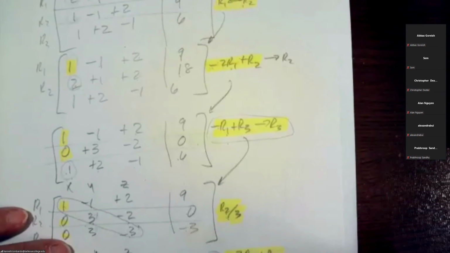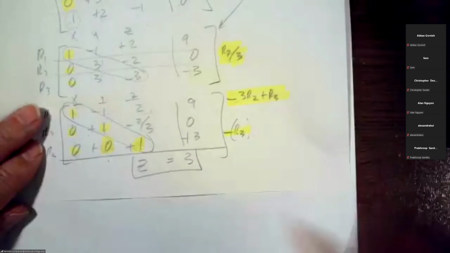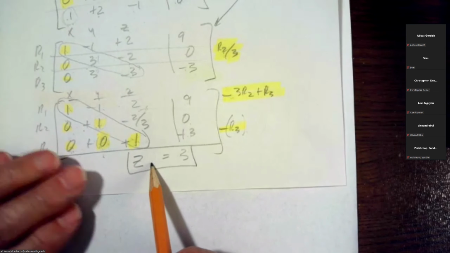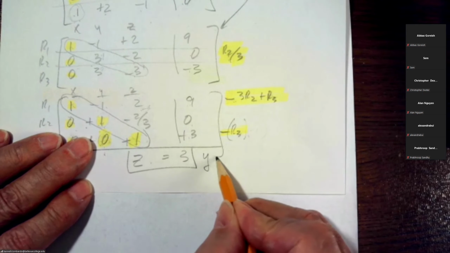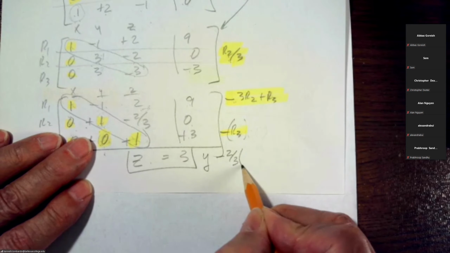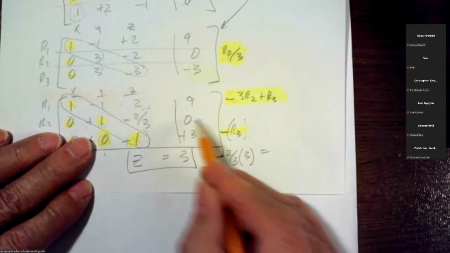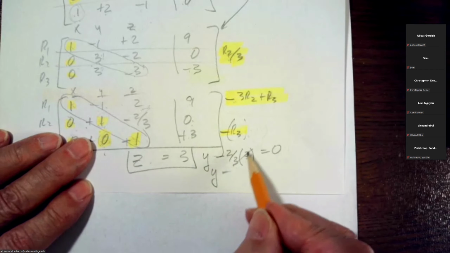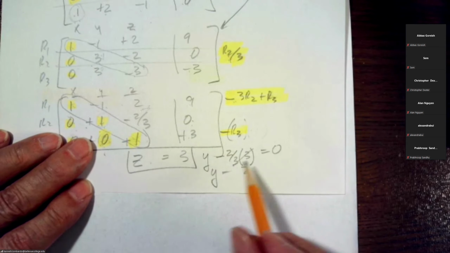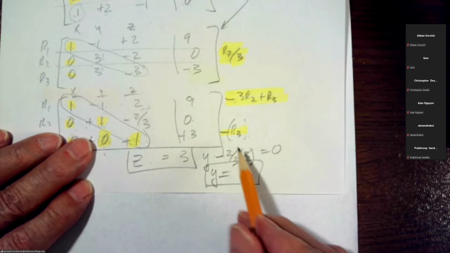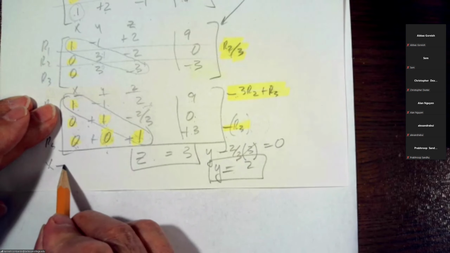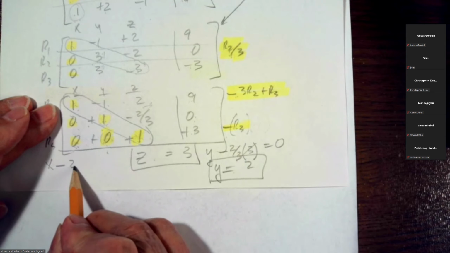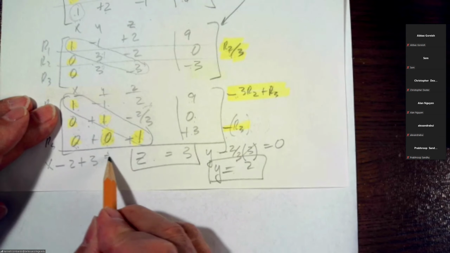So how many operations did I do here? 1, 2, 3, 4, 5. I did 6 operations. And I ended up with z equals 3. And then I can substitute back in. I can substitute y minus 2/3 z, which is 3, equals 0, or y equals 2 by substituting back in, and then substituting in for x. I get x minus y, which is 2, plus z, which is 3, equals 9.